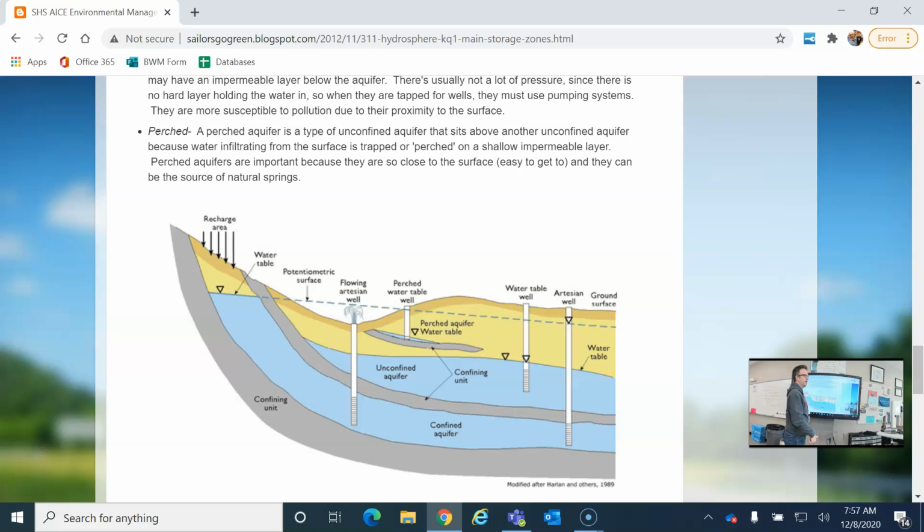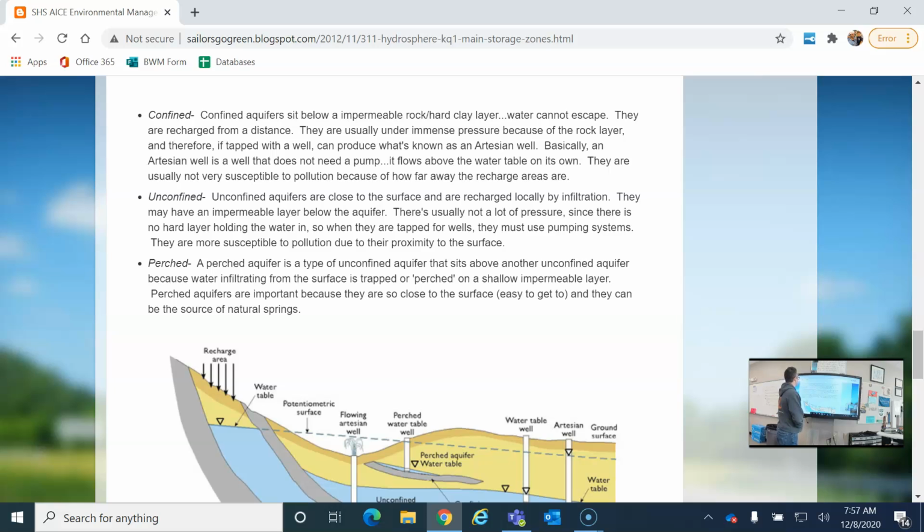If you drill a hole down into them, there's so much pressure caused by those impermeable layers that water will flow out freely without a pump. There's enough pressure to push it up and out. And when you drill a hole in there and you get water out, these are called artesian wells, which is really cool.